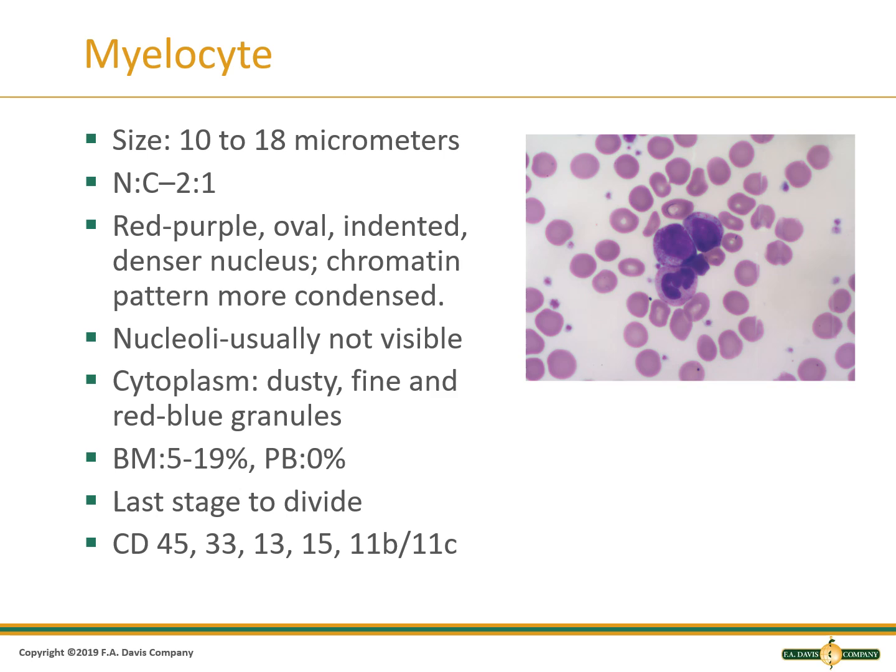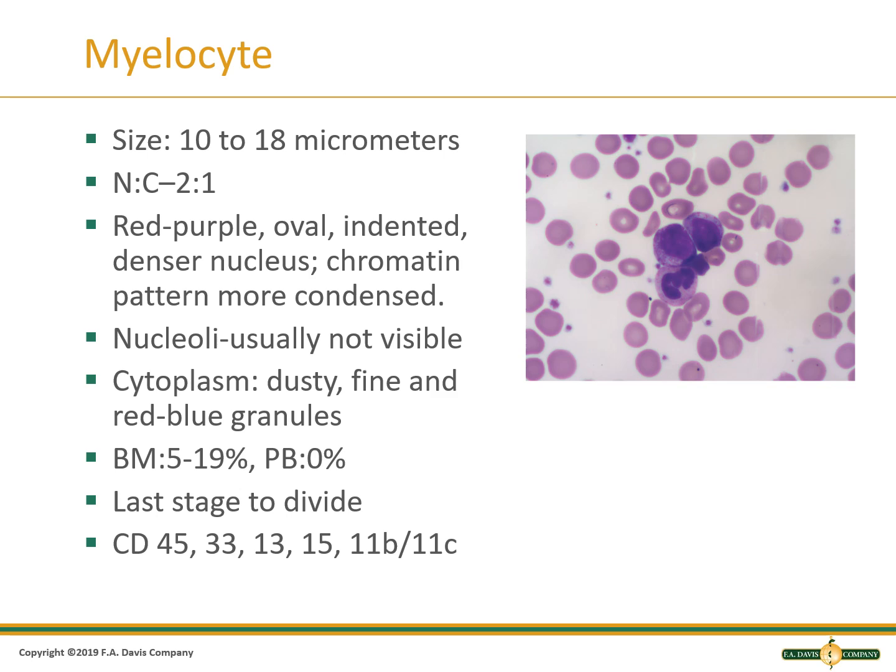You will not be able to see nucleoli once it reaches this stage. The cytoplasm can be a dusty blue. You're going to see fine granules, like red and blue granules. This is going to be primarily, like I mentioned in the previous slide, 5 to 19% seen in the bone marrow. You should see 0 of these in the peripheral blood, as you will see as a hematology tech.